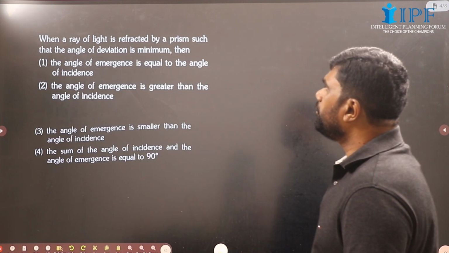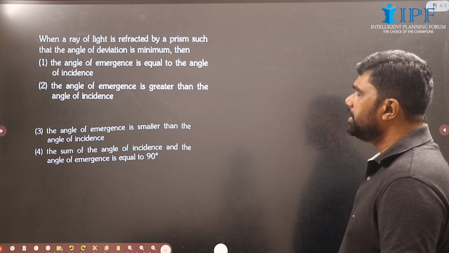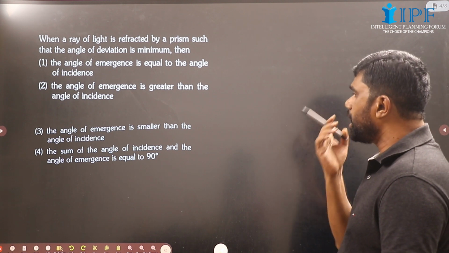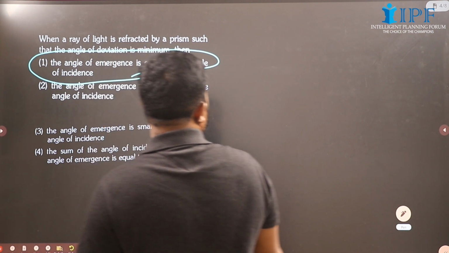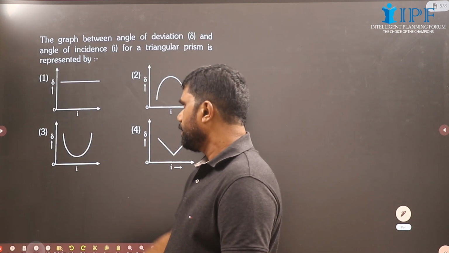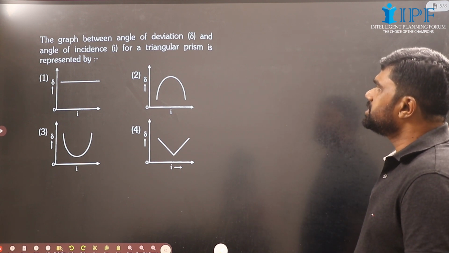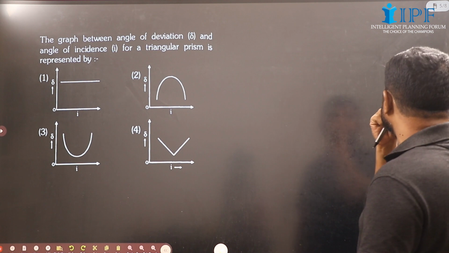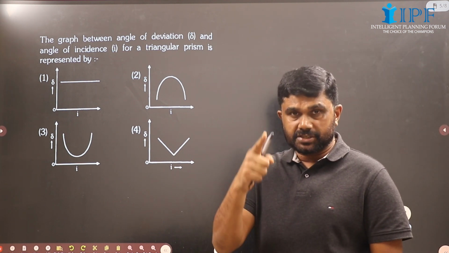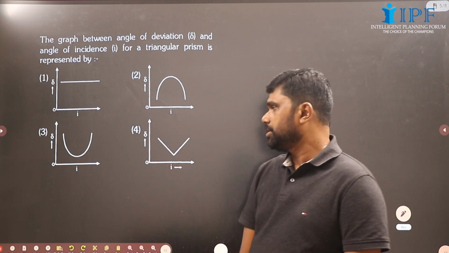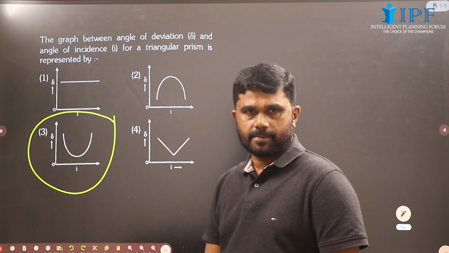Now when a ray of light is refracted by a prism such that the angle of deviation is minimum, the angle of emergence is equal to the angle of incidence. Now the graph between the angle of deviation delta and the angle of incidence I for a triangular prism is represented by this: as the angle of incidence increases, the angle of deviation decreases, reaches a minimum value and then increases.